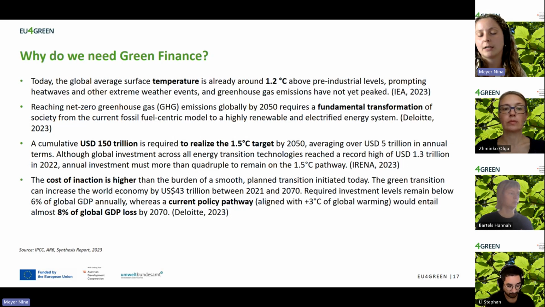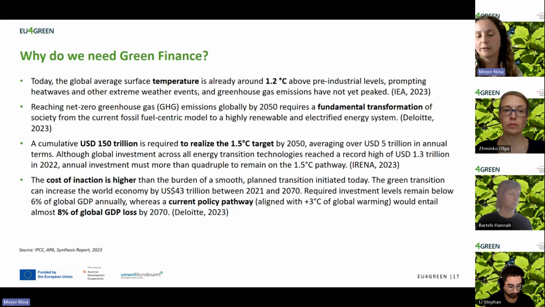And even though, according to the IRENA report, we are now at around 1.3 trillion US dollars each year, this sum must more than quadruple to remain on the 1.5 degree pathway that we agreed on in Paris with the Paris Agreement. But the next part has to be said. It's a very, very important point that even though this number seems so high, doing nothing is going to be even more expensive. So the cost of inaction is way higher.